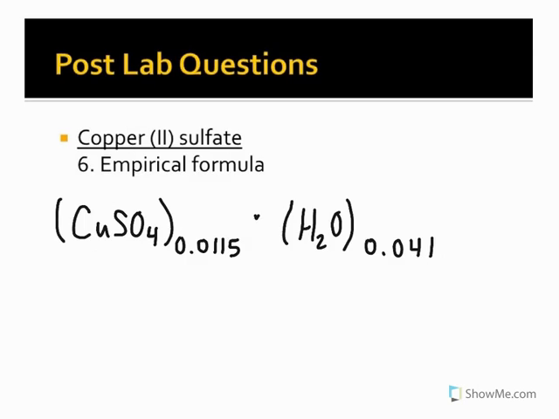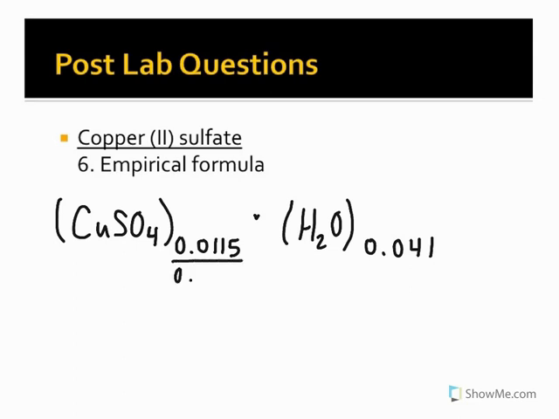What we now want to do then is write the empirical formula. So here I have CuSO4 with a subscript of 0.0115, and then remember, this hydrate is a dot here, and there's H2O times 0.041. Well, we don't leave it like this. This looks kind of silly. So what we want to do is we see which one of these is the smaller of the two, and that happens to be the copper 2 sulfate.